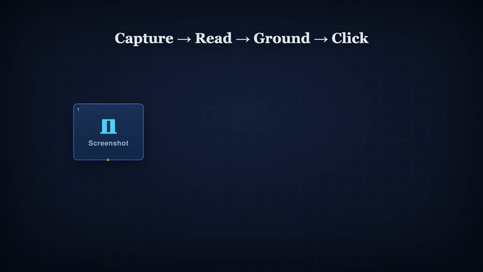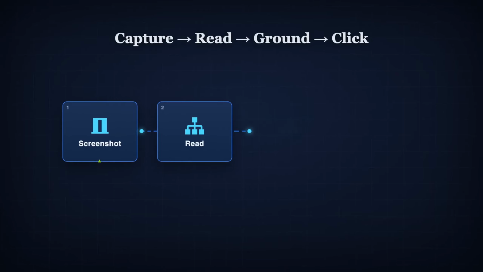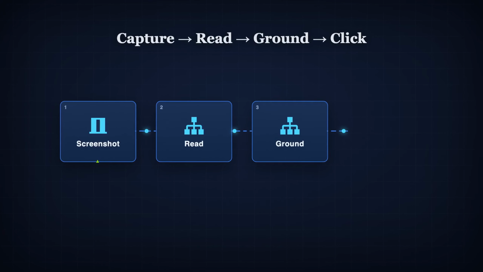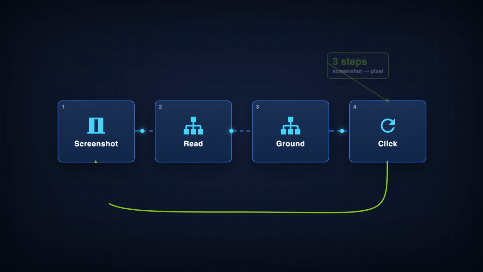So put it all back together. Screenshot in. Layout read by the page's blueprint, by pure vision, or by numbered boxes. Grounded down to 1XY. Click fires at the operating system level. Then a fresh screenshot and the whole thing runs again for the next move.